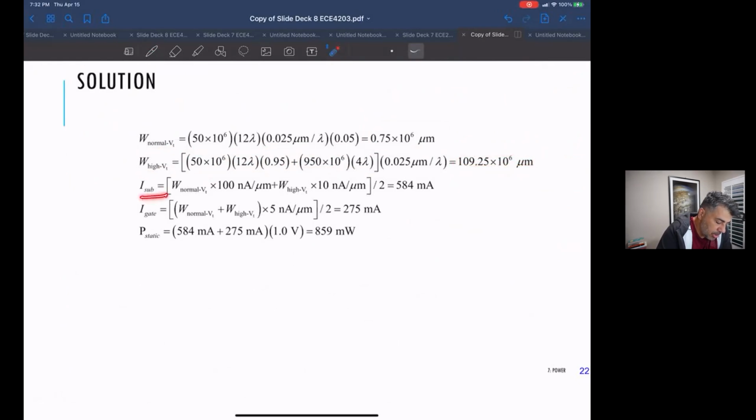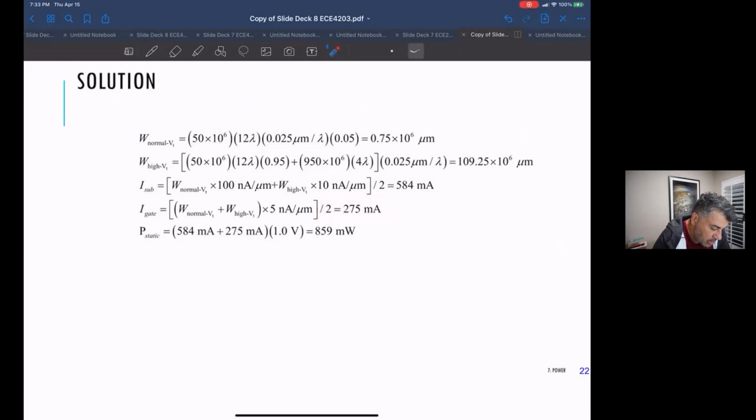And basically we multiply the total normal VT width times 100 nanoamps per micron, and the total width of the high VT by 10 nanoamps per micron, and we get this number, 584 milliamps, which is pretty big. And then the gate current, it doesn't matter, we're just summing up all the widths of the high VT, low VT, they all have the same gate leakage current. And you end up having 275 milliamps.